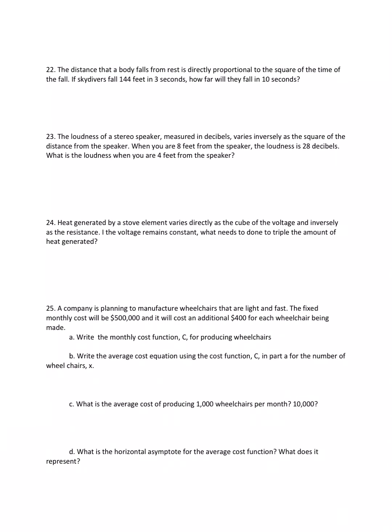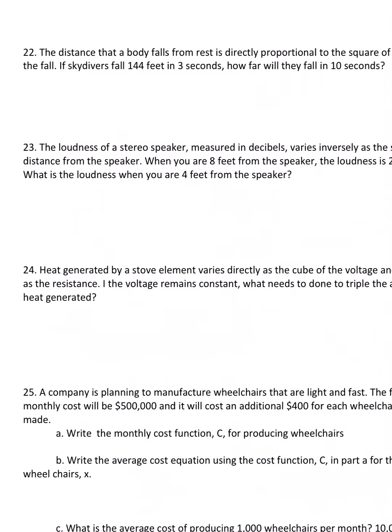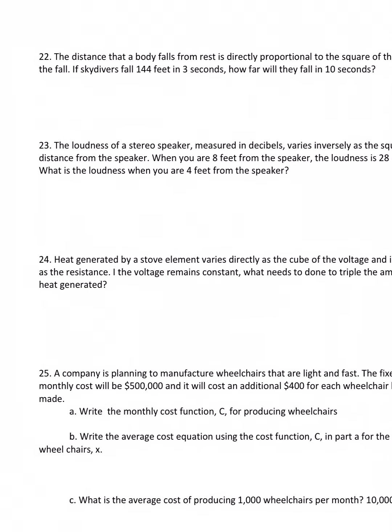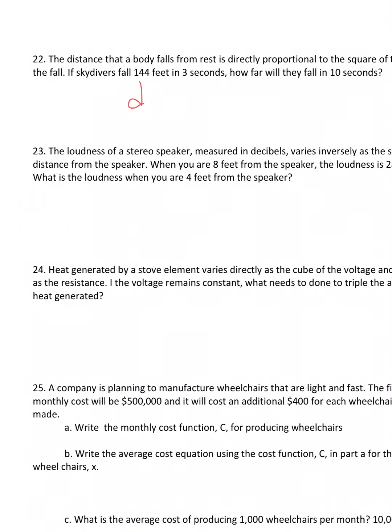And finally, on our last page here, the distance that a body falls from rest is directly proportional to the square of the time of the fall. So distance is proportional to the time squared. So that's going to be our generic form. Now remember, we're not done. We need to find a couple pieces first.